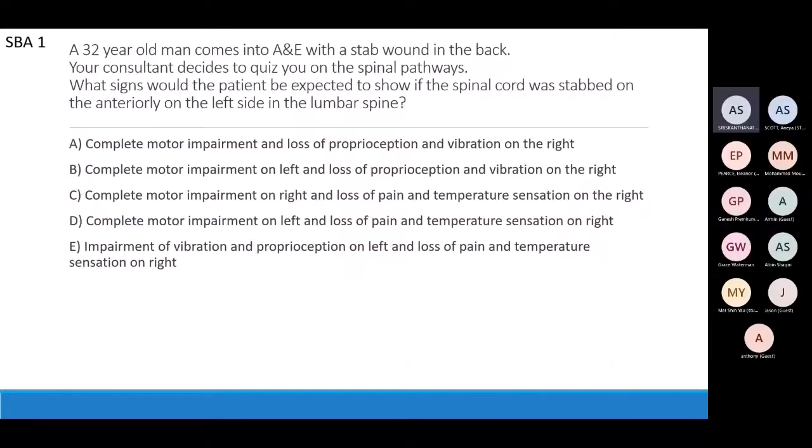An SBA here. You've got a 32-year-old man who comes into A&E with a stab wound in the back. Your consultant decides to quiz you on the spinal pathways. What signs would the patient be expected to show if the spinal cord was stabbed anteriorly on the left side of the lumbar spine? I'm just going to open the poll now and give about 30 seconds.